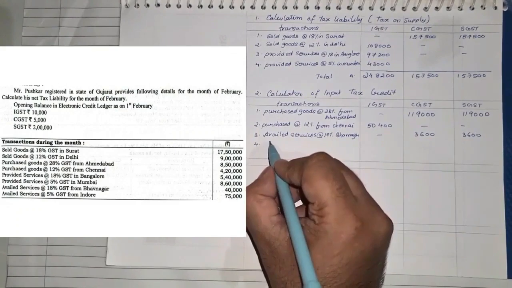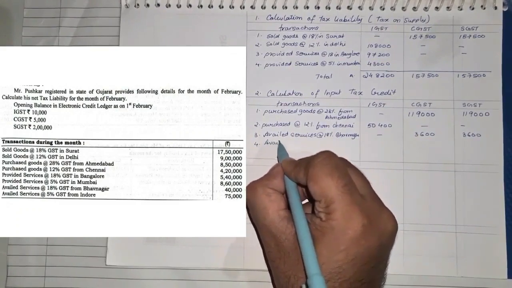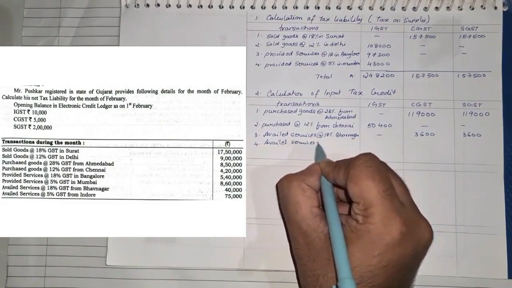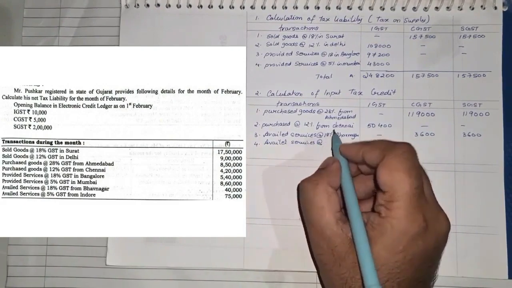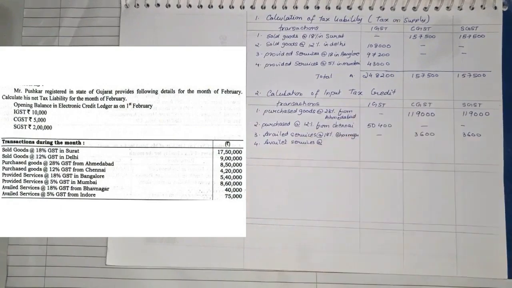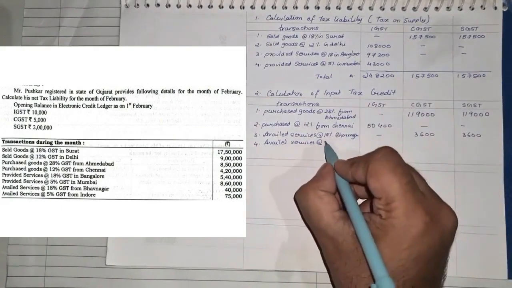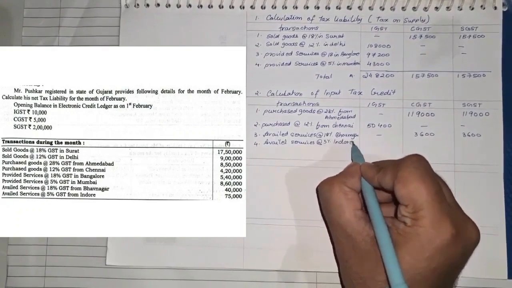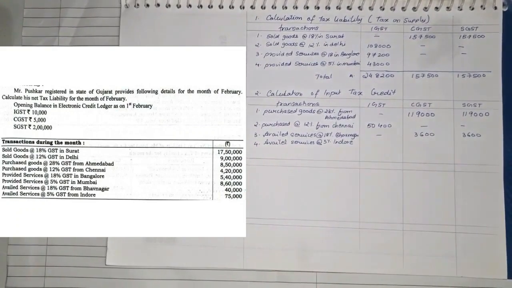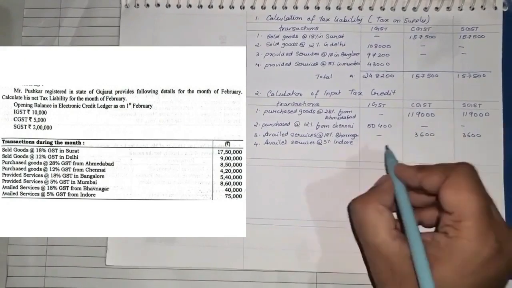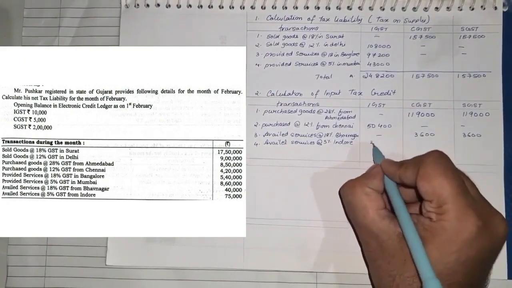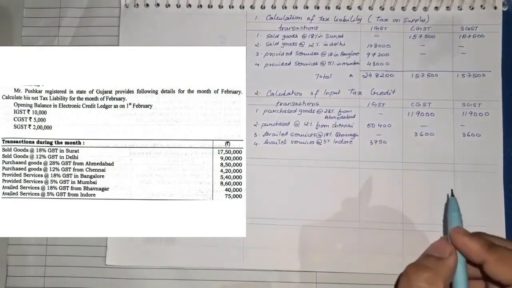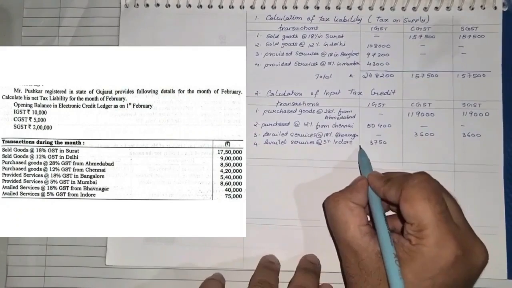And the fourth one is, again we have availed services from Indore. So again, Indore is a different state altogether. So the rate is 5% from Indore. So we'll write it out. 5% of 75,000 is 3,750. Okay, that's it. Nothing else has been given to us, so we will add up.